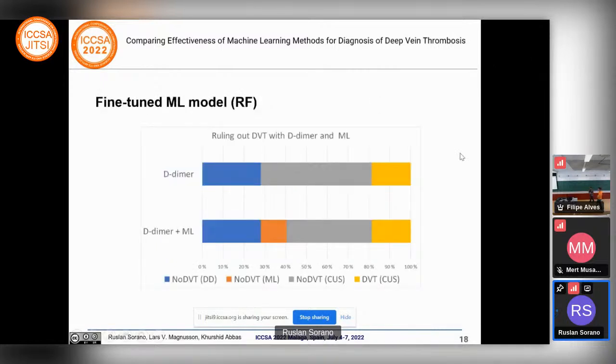And well, as I promised, I try to go quickly. I just look at this graph.